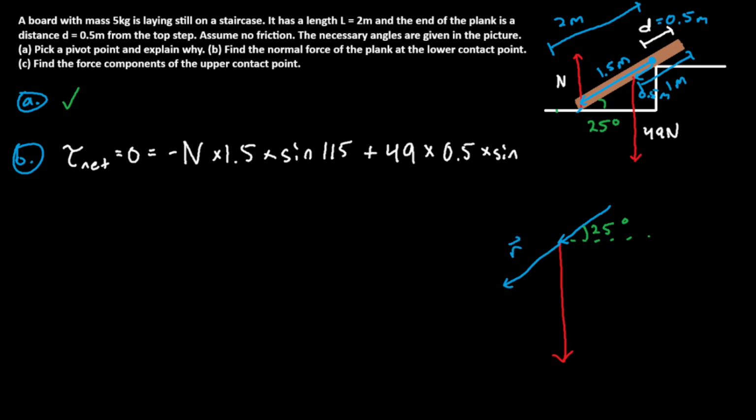This is our new distance vector. And again, this distance vector is also 25 degrees from the horizontal, using vertical angles as well. So if the horizontal makes a 90-degree angle with straight vertically down, then we can subtract 25 from 90 to get the angle between these two vectors. So this angle right here, theta, 90 minus 25 is just 65.